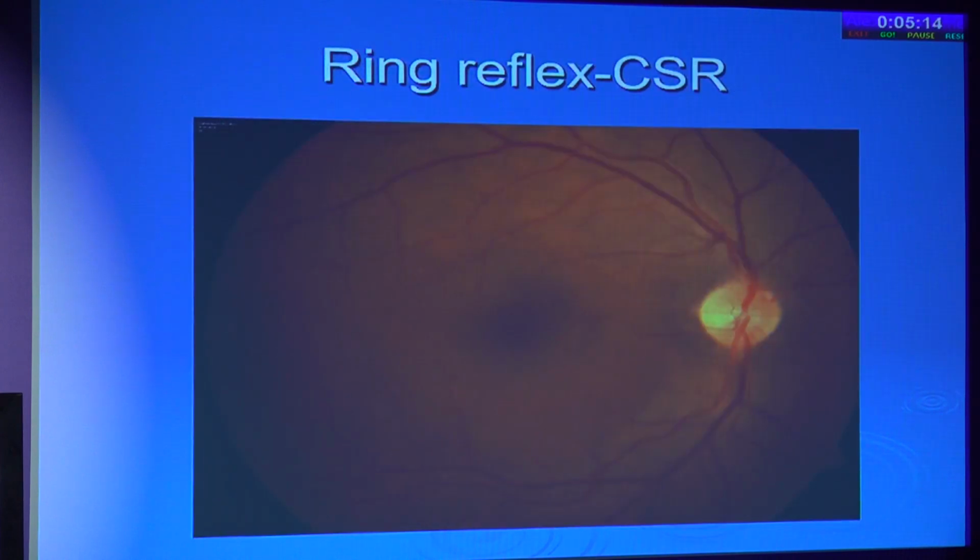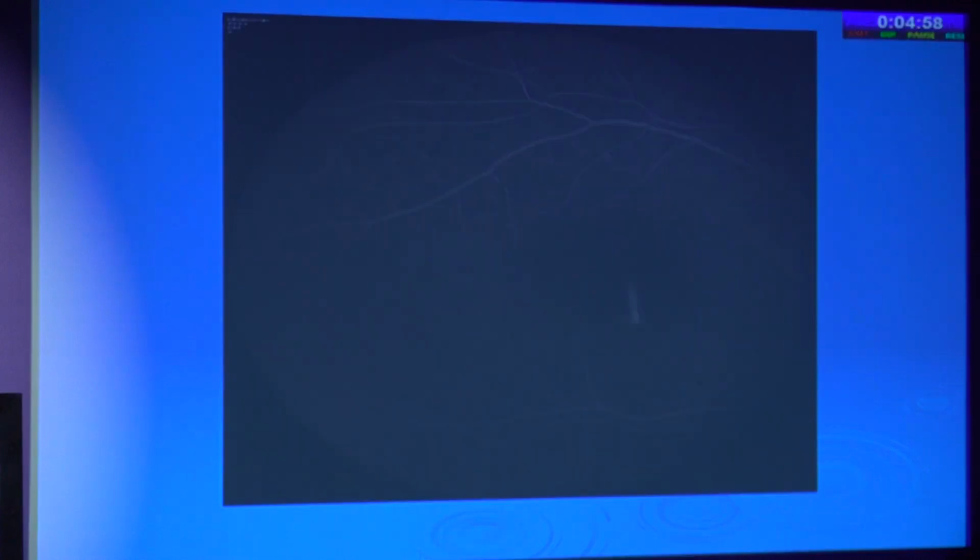Again, CSR sometimes can be written off as a change in refraction because they will produce a hypermetropic change in refraction, and the defective vision is not so much. So if you don't look carefully at the fovea, you will miss that blister and you will give a change of glasses and send the patient off. And again, smokestack leak you can see.